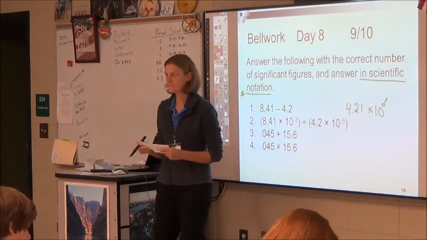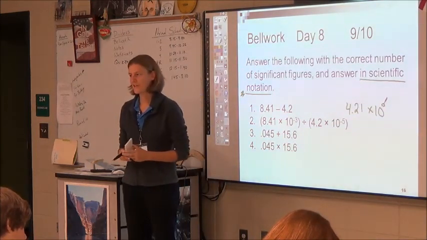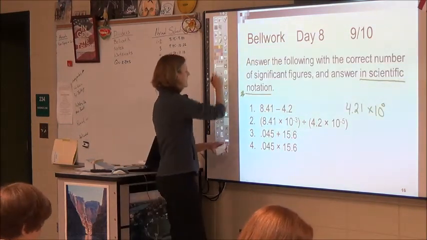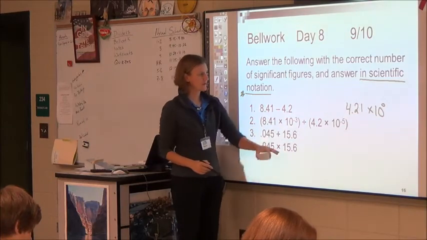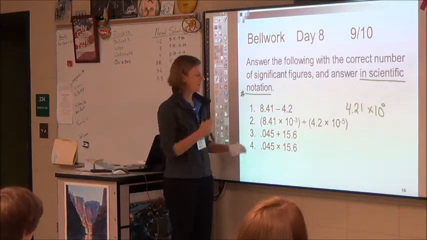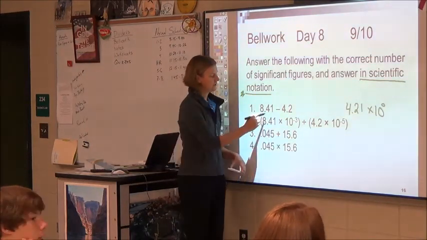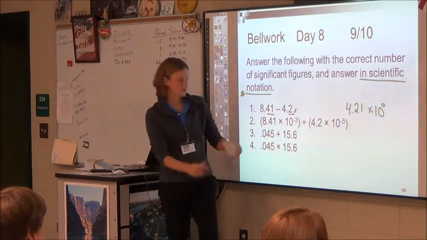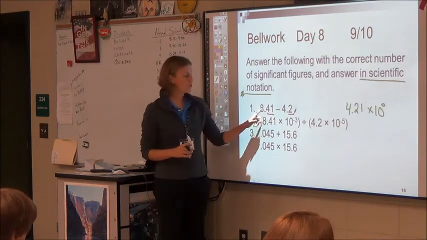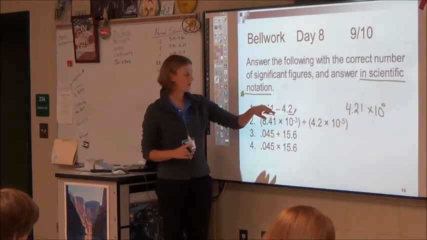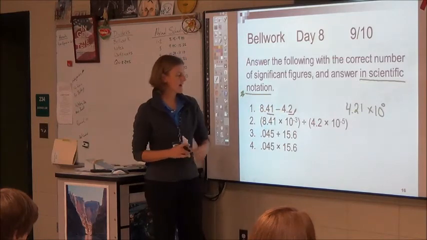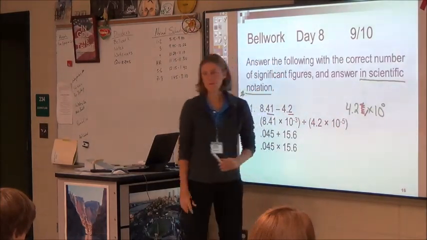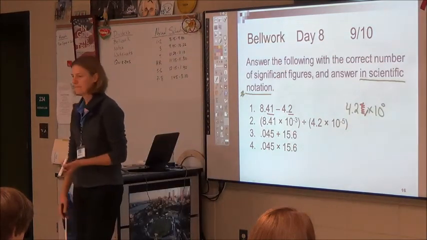You guys say no? Where should I round it to? Just 4.2. If these are measurements, of course I don't have any units, but if these are measurements, the adding subtracting rule is dealing with the least precise number. So that's really spaces after the decimal place. So 8.41 is more precise than 4.2. 4.2 just ends with one spot after the decimal, so that's where I actually need to finish. So it really should be 4.2 times 10 to the 0.